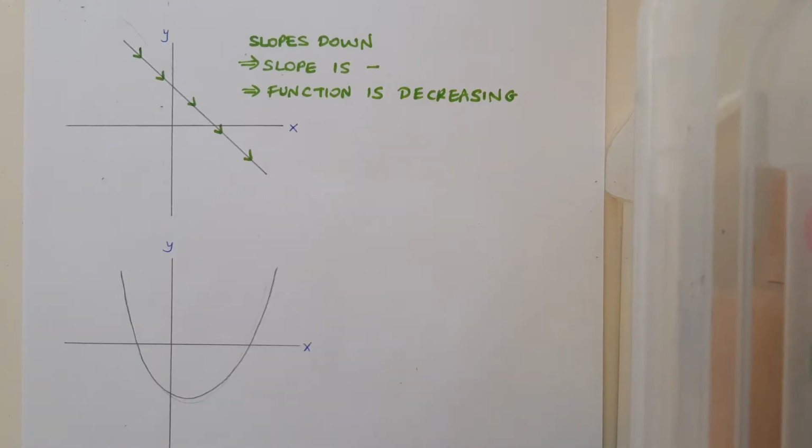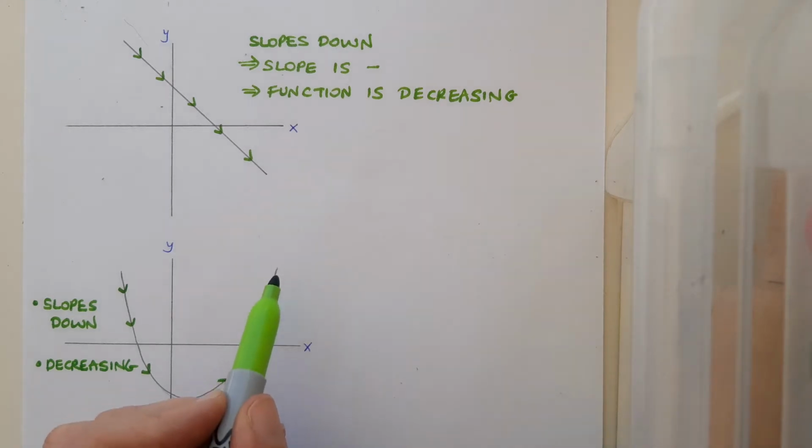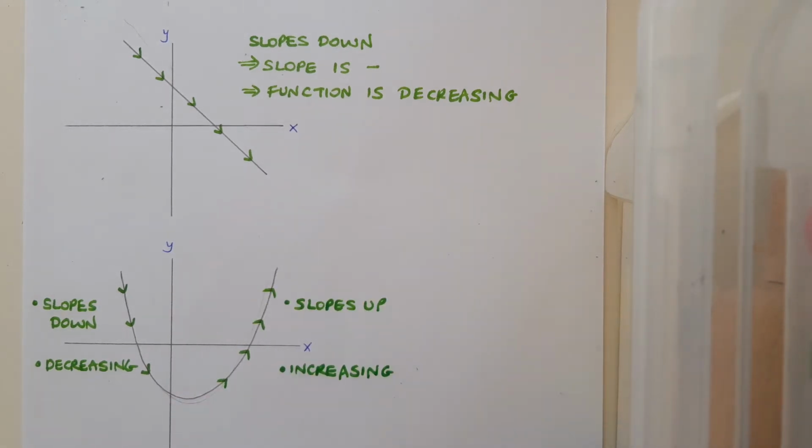So now we have a slightly different proposition. This time we've got a parabola. And we can see that in part of our diagram, the function is sloping down, but in part of the diagram, it's sloping up. So over here on this side, the function is sloping down, it's decreasing. But on this side, it's sloping up, so it's increasing. Now where does the change occur between decreasing and increasing?